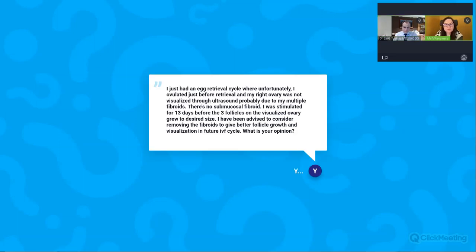I just had an egg retrieval cycle where unfortunately I ovulated just before retrieval and my right ovary was not visualized through ultrasound, probably due to my multiple fibroids. There's no submucosal fibroid. I was stimulated for 13 days before the 3 follicles on the visualized ovary grew to desired size. I have been advised to consider removing the fibroids to give better follicle growth and visualization in future IVF cycles. What is your opinion? Sure.